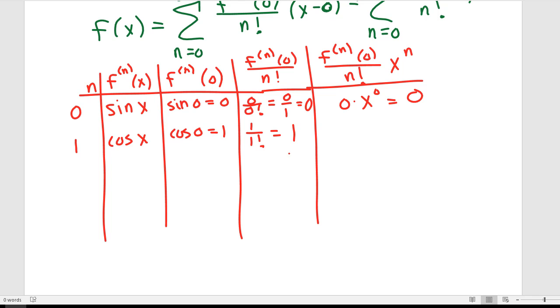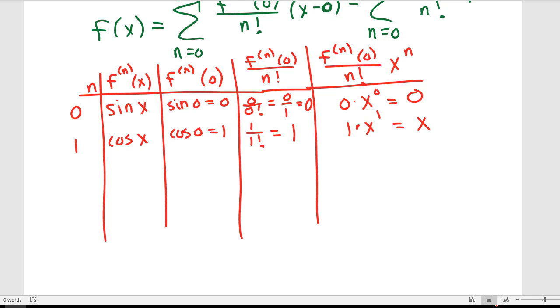All right, so back to this line. So when n is 1, we took the first derivative, plugged in the center, then we took that number and divided by the n factorial. So we simplify that. That's just 1 in this case. So I get 1 times x to the 1. So x is the second term in my series.